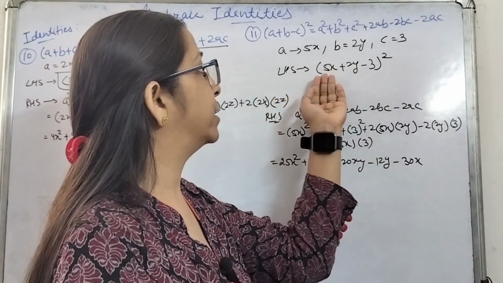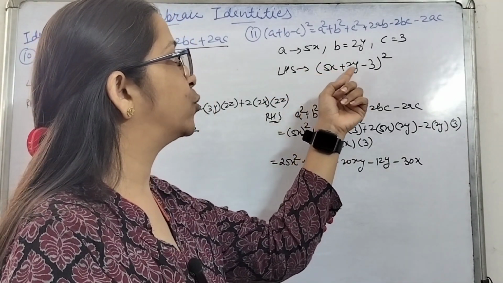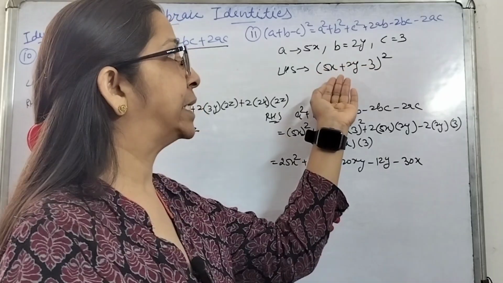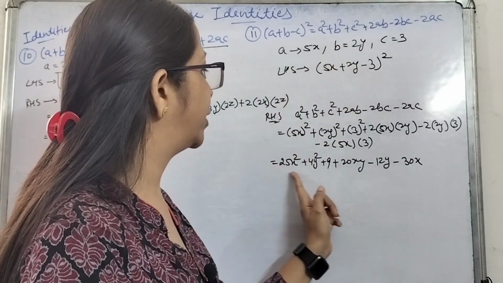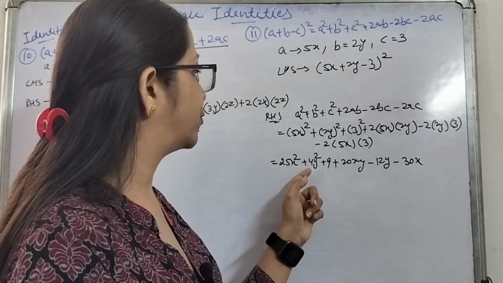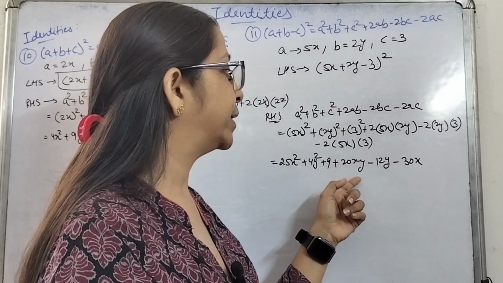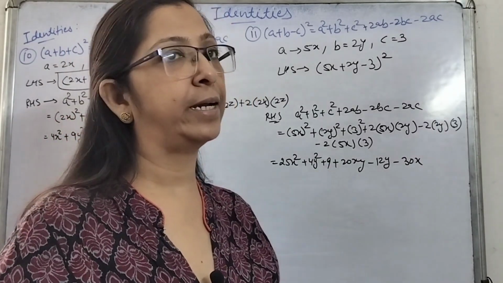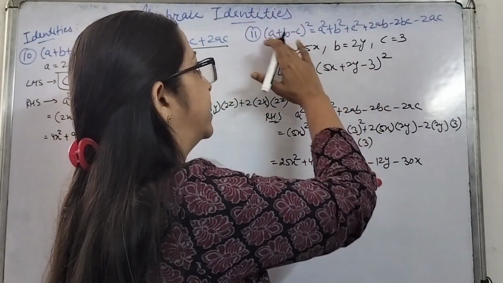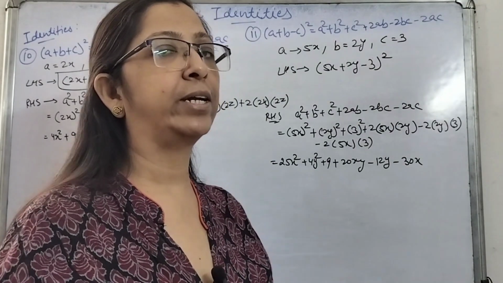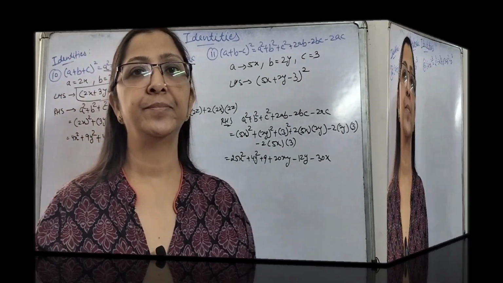If we multiply this two times, that means (5x + 2y - 3) multiplied by itself, then the answer will be 25x square plus 4y square plus 9 plus 20xy minus 12y minus 30x. So we need not multiply directly, we can apply the identities and get the answer.